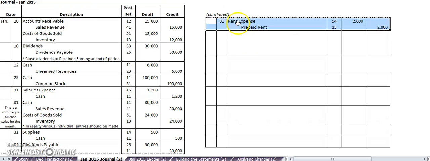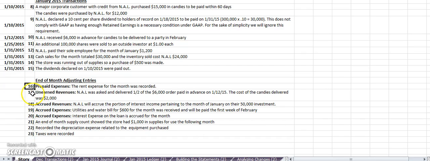The entry to make would be a credit to prepaid expense to lower it by $2,000, and recognition of $2,000 of rent expense. Okay. So the second adjusting entry. Well, it turns out that we delivered 1/2 of the $6,000 order that was paid in advance. So we fulfilled and earned half of that $6,000. We can go ahead and record this entry.